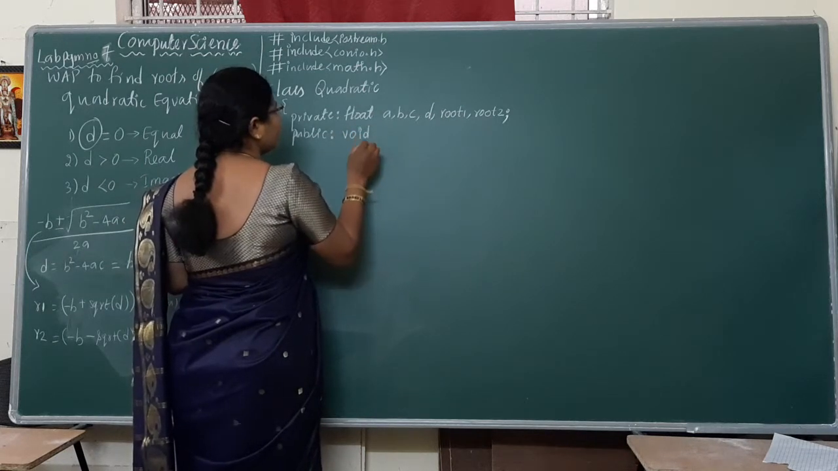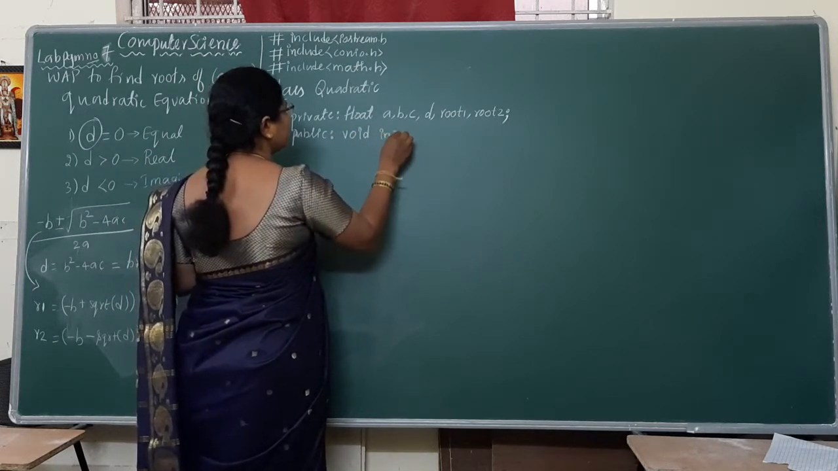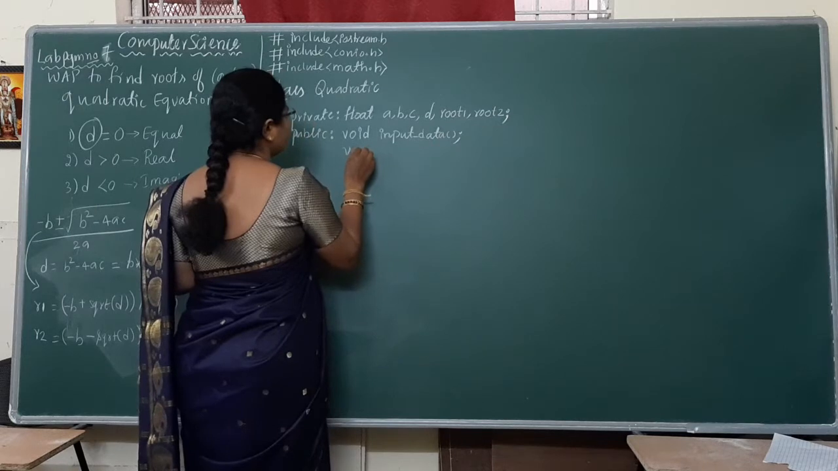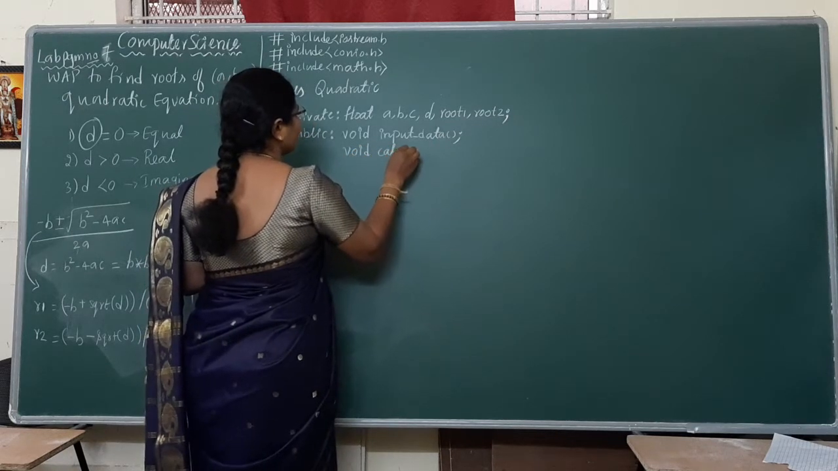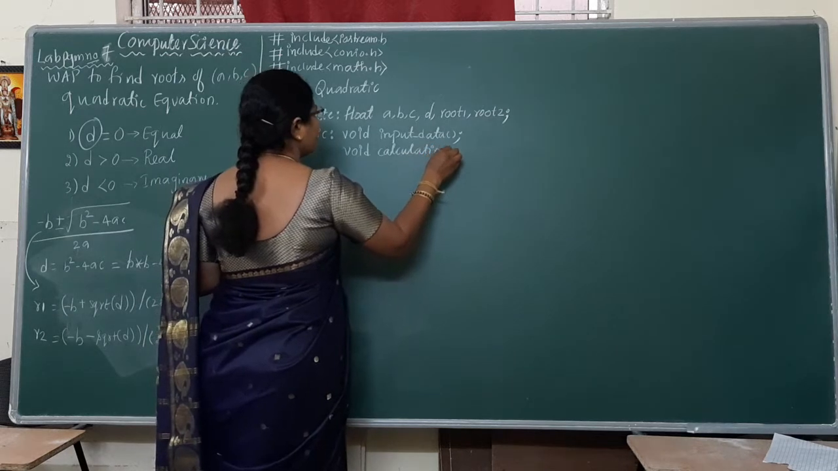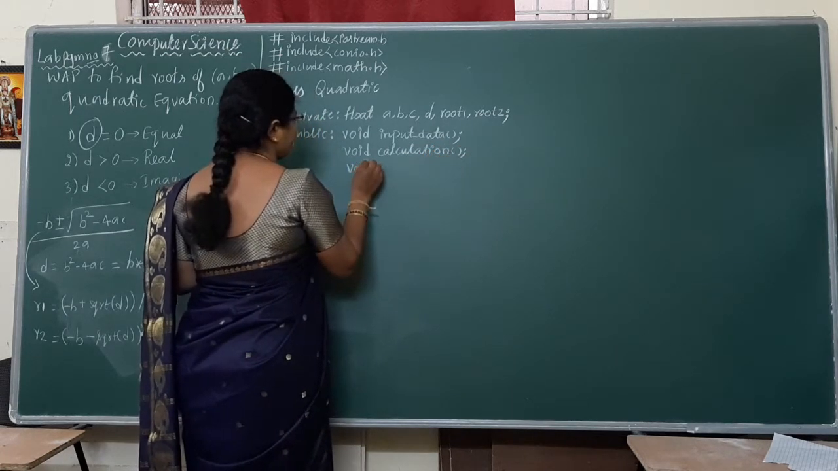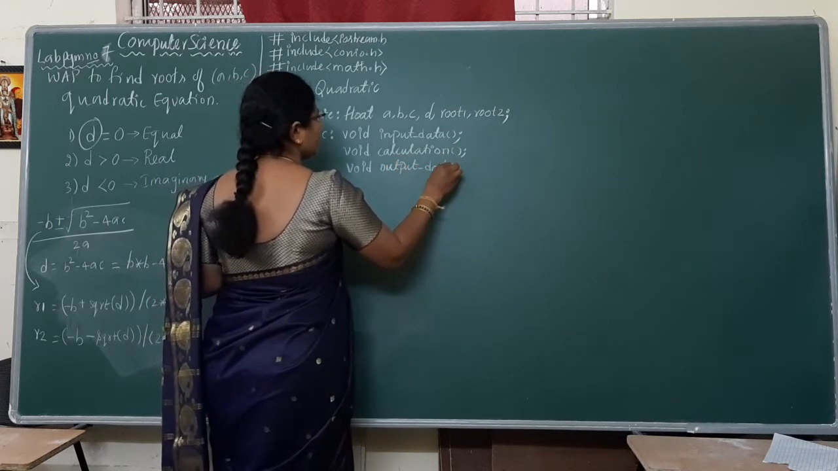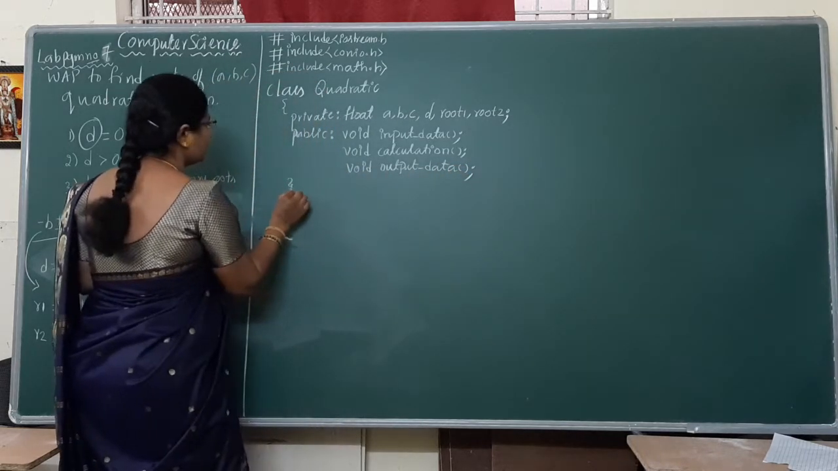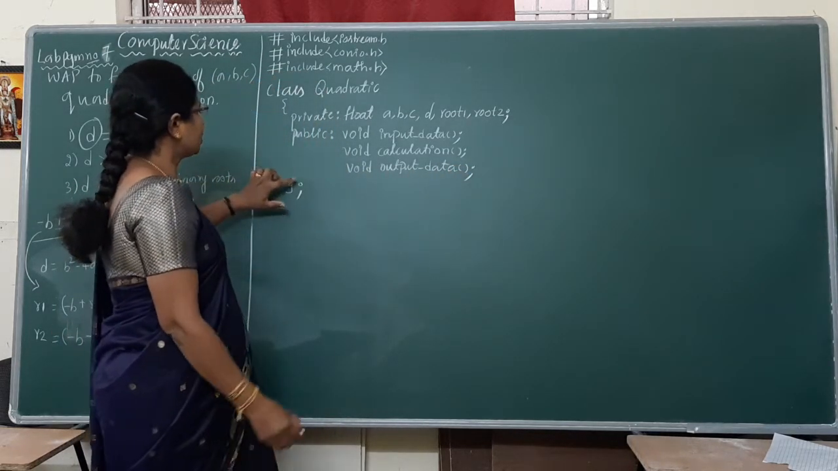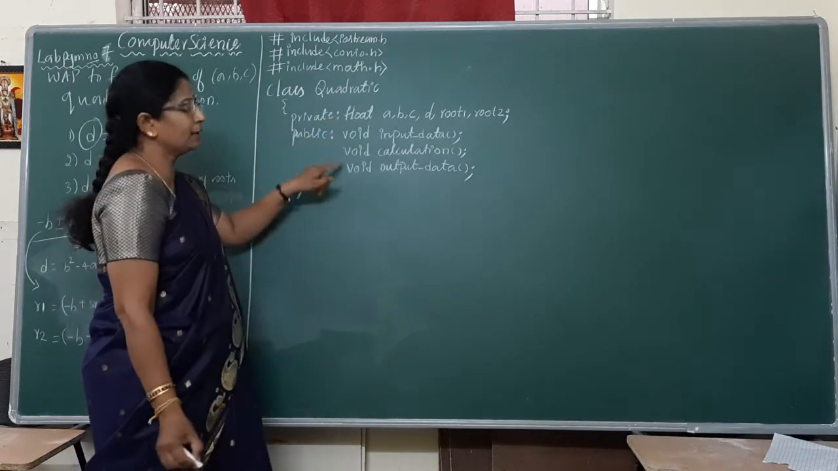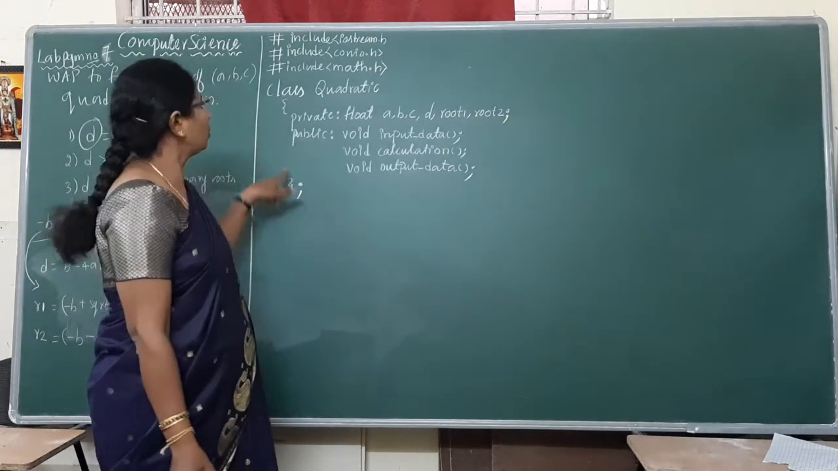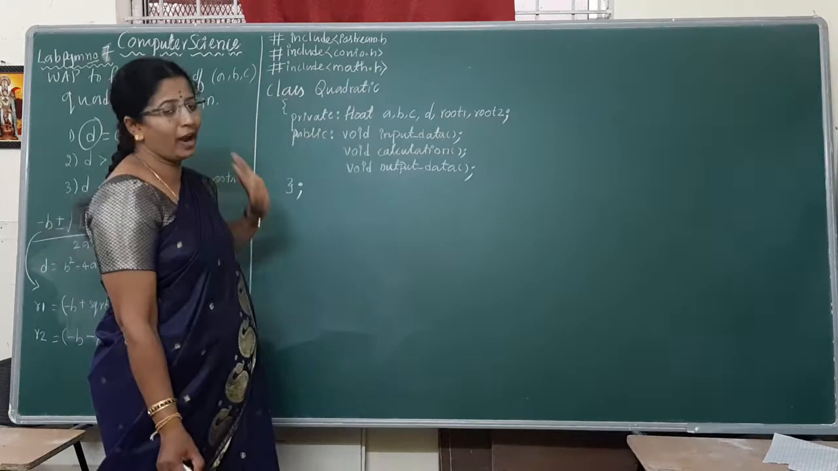I need to write three member functions: one for input data, another one for calculation, and another for output data. So three member functions we need to define outside the class. This is your class definition. Class contains data members and member functions enclosed in curly braces, terminated by a semicolon. We have given the name of the class as quadratic.